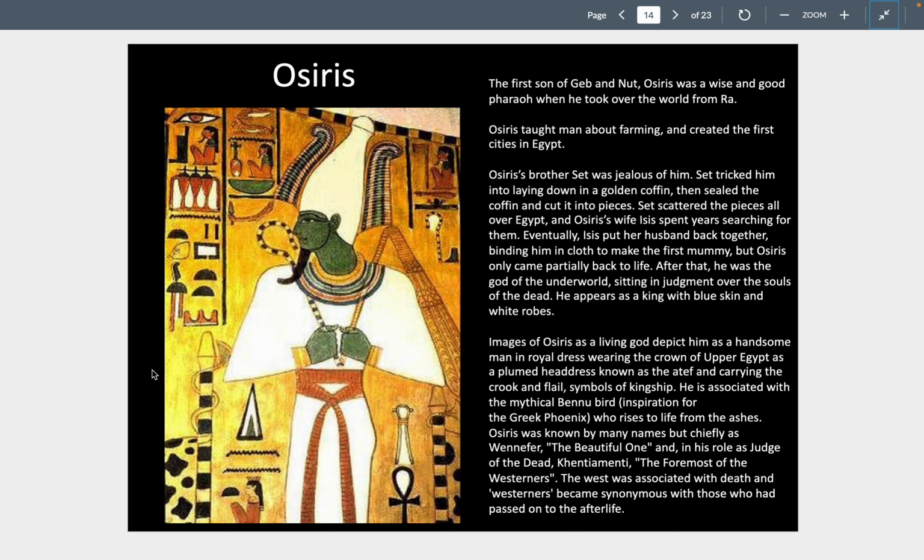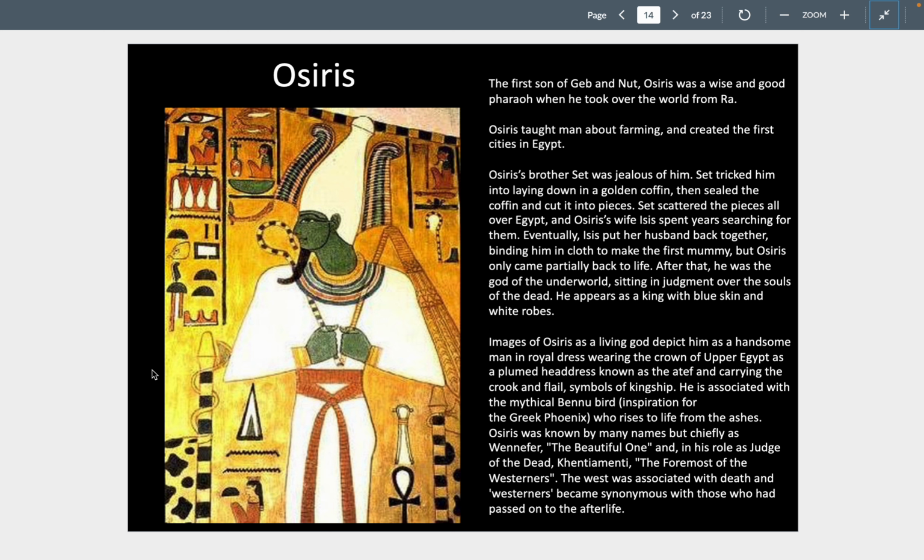Osiris is the son of Geb and Nut. Geb is the earth god, Nut is the sky god. He is the pharaoh who takes over after Ra. He teaches men about farming, creates the first cities in Egypt, but he had a jealous brother named Set. And Set tricks him into laying down in a golden coffin and then seals the coffin and cuts it into pieces. Set scatters all the pieces all over Egypt, and then his wife Isis spends years searching for them, eventually putting the husband back together, binding him in cloth, and making him the first mummy.